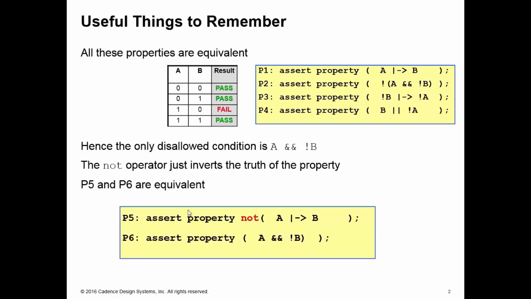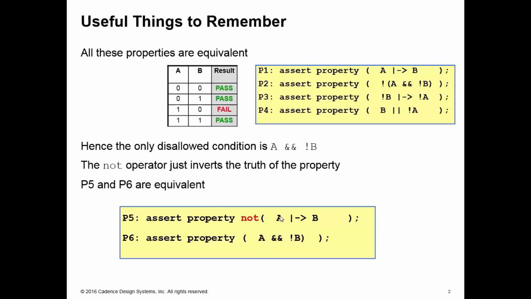Which means then, if we say not that A implies B, it means that A being 1 and B being 0 is the only condition under which it passes, because every result gets inverted. Which is the same as having written this. So P5 and P6 are functionally equivalent as well. So if that's a behavior you want, rather than write P5, which is confusing to anyone reading it, then write P6 instead.